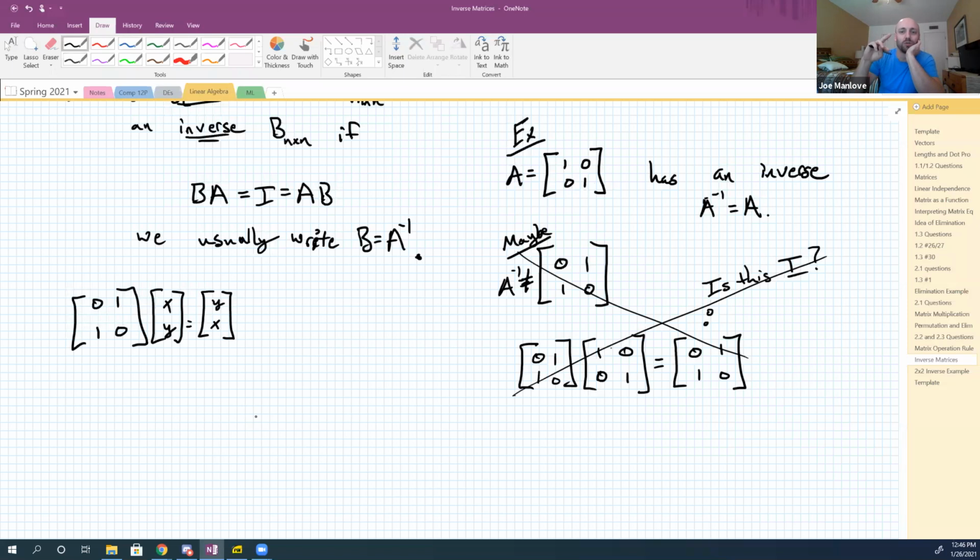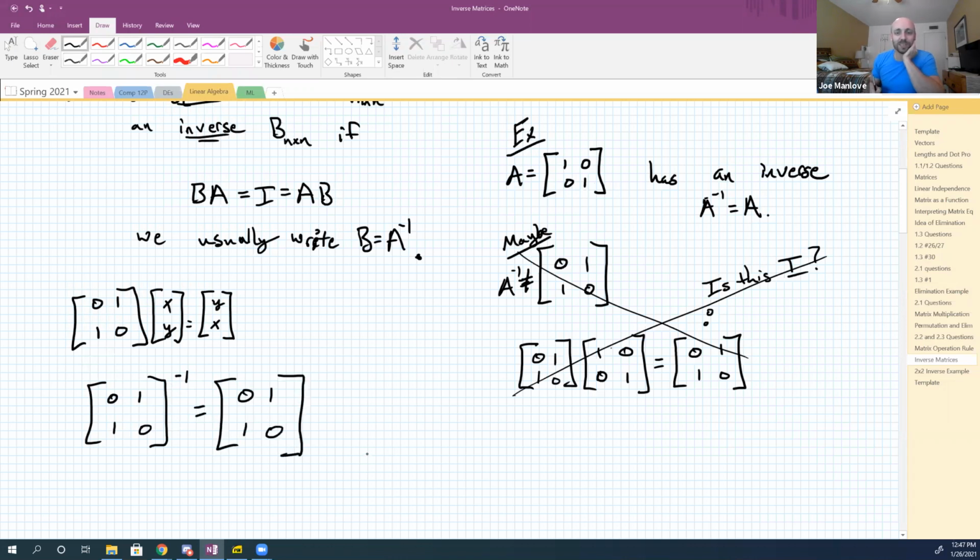So if you switch row 1 and row 2, how do you get back to where you started? In other words, what do I do to yx to get back to xy? The same thing? Yeah, you need to switch them again. Right, so this matrix that Cody proposes has itself as an inverse.